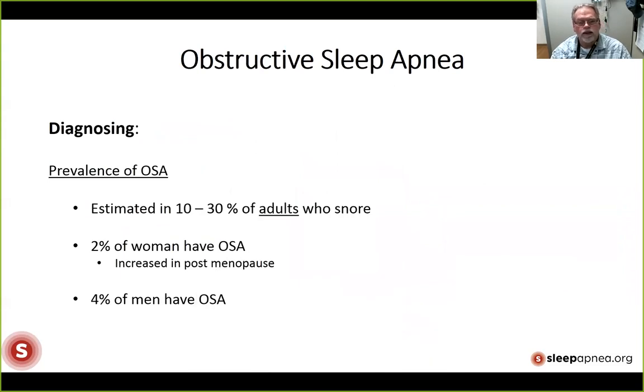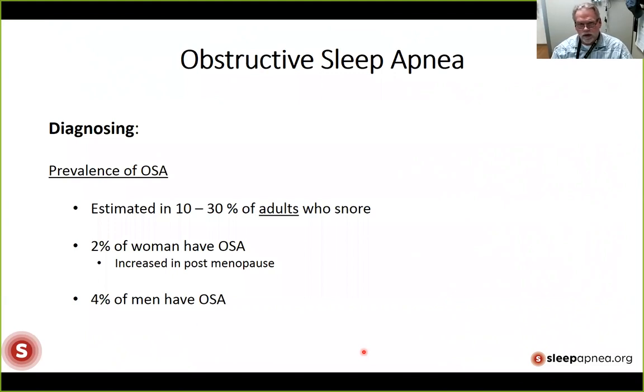So how do we diagnose obstructive sleep apneas? Well, any of the apneas we're talking about means that the person has to stop breathing for a period of time. How common does this happen? Well, it's estimated that 10 to 30% of adults who snore have obstructive sleep apnea. Now, that doesn't mean that if you snore, you have apnea, but it also doesn't mean if you don't snore that you don't have apnea. Snoring is simply an indicator that further investigation is needed because you might have an apnea.